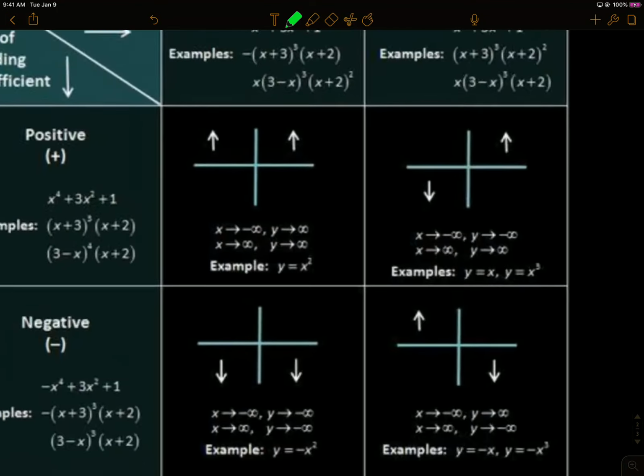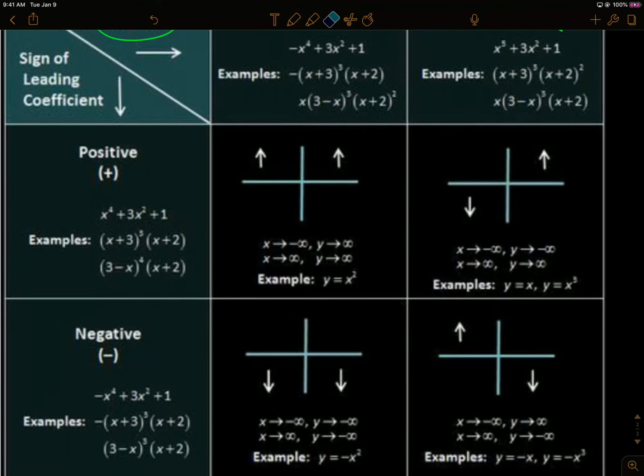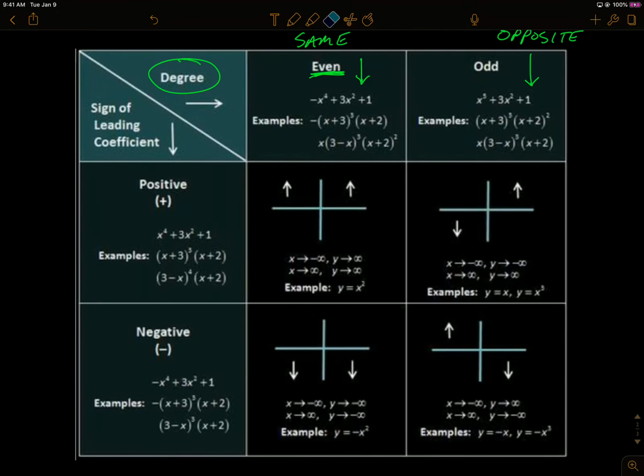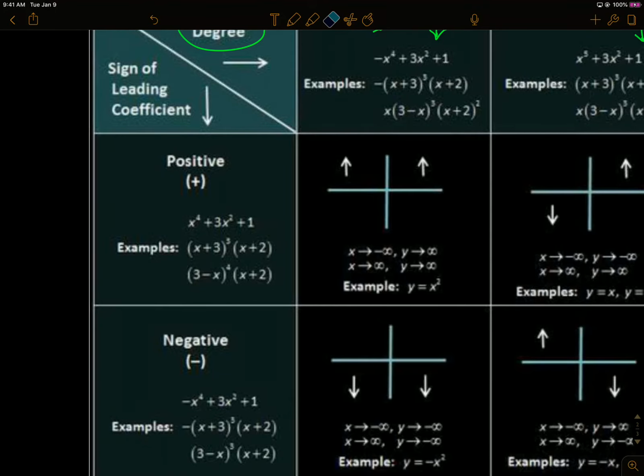So that's what these pictures are saying. Like, look, I could have only one turn in between. I can have multiple turns in between. But if it's an even power, the end behavior is going to be going both up or both down. Now, how do we tell if it's both up or both down? We can tell that by the coefficient, if it's positive or if it's negative.